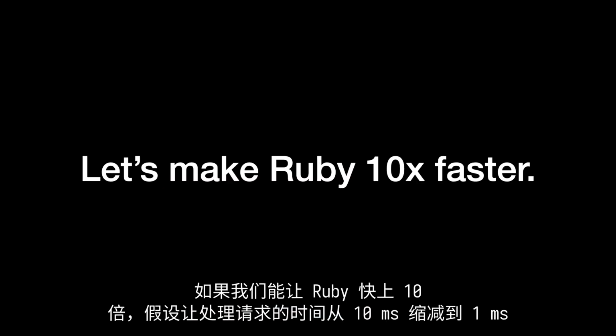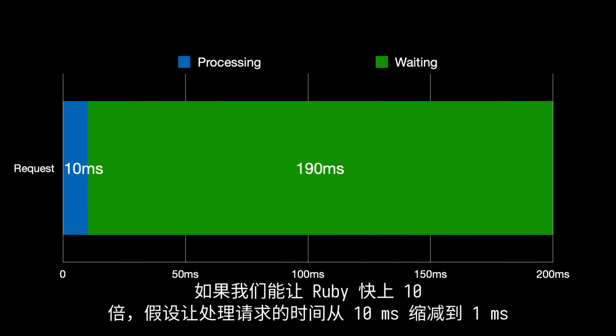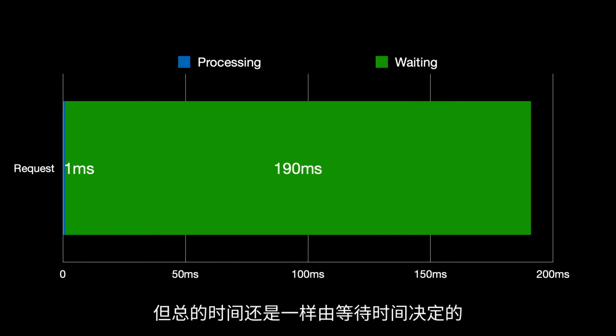So, what happens if we make Ruby 10 times faster? In our hypothetical request, we reduce the time spent processing the request from 10 milliseconds to 1 millisecond. That's a 10 times improvement. But the total time is still dominated by the waiting, which hasn't changed.